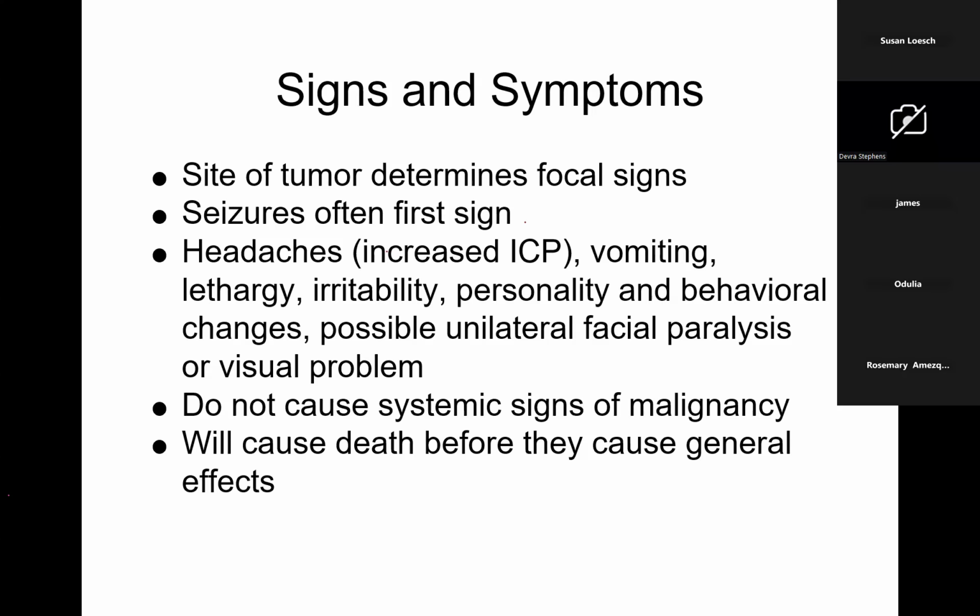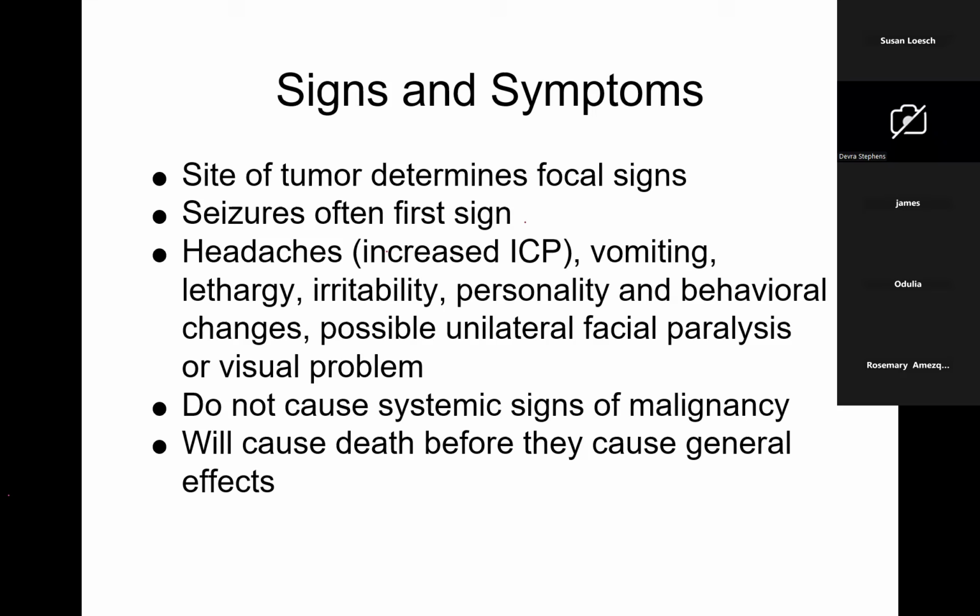The brainstem or the cerebellar tumor can affect the cranial nerves. This can cause facial paralysis on one side, vision problems, focal or generalized seizures, again, may be the first sign due to irritation of the tissue around the tumor. If I'm saying it over and over, you better know it.